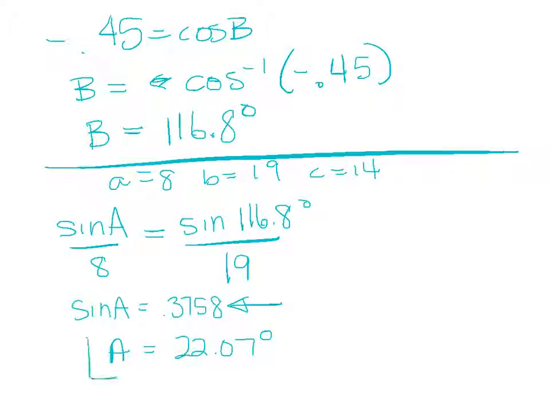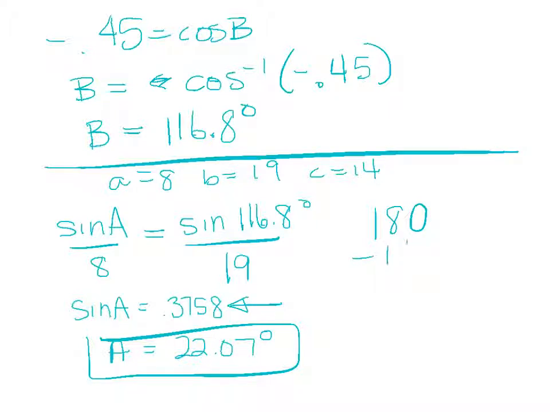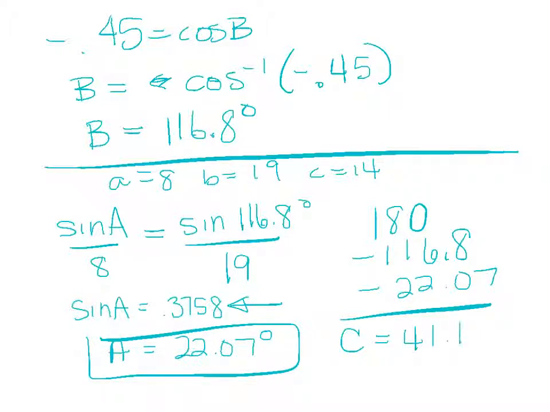So I know this is the angle A, and then it's a really quick matter of subtracting to get the last angle left, okay? And so that'll be the last angle, I think it was C. And I get 41.13 degrees. So now I have all 3 sides, all 3 angles of my triangle.